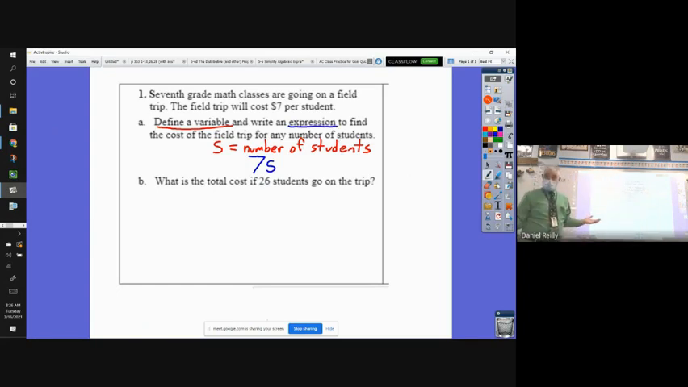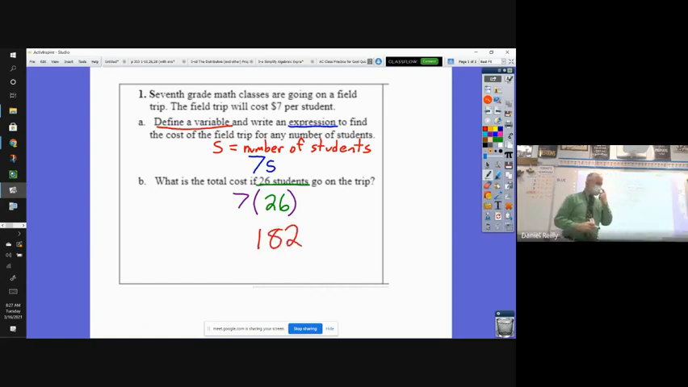What is the total cost if 26 students go? What do I need to write now? 7 times 26 is the substitution step. 7 times 26 equals 182. But 182 is not the answer. What is the answer? $182. There you go. Okay, that's what your work should look like for this problem. That did not take very long.